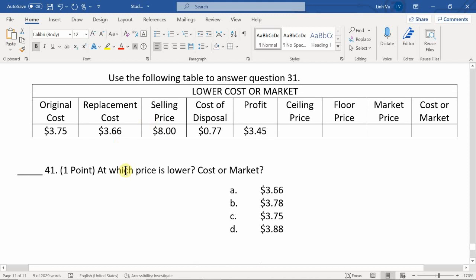Okay, so now we're going to be doing lower of cost or market. Using the following table to answer question number 41. Ignore that, it should be 41, not 31. The information says we originally purchased these items at $3.75 each, the replacement cost is $3.66, the selling price is $8, the cost to dispose is 77 cents, and the normal profit is $3.45. So how do I solve for my ceiling price?